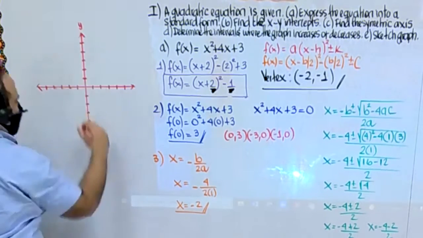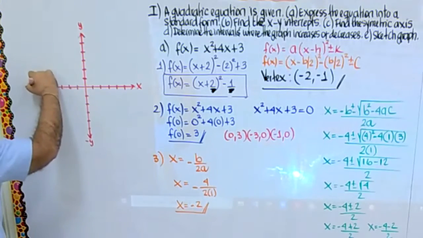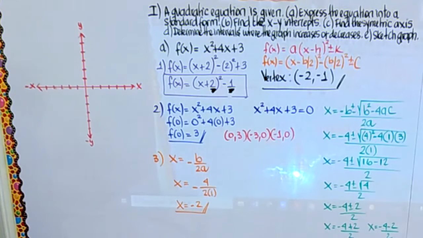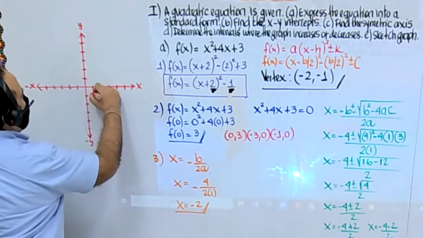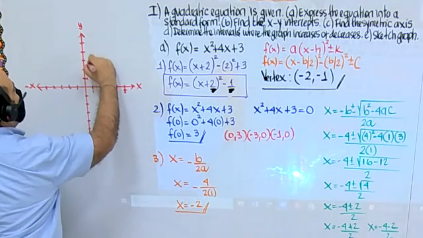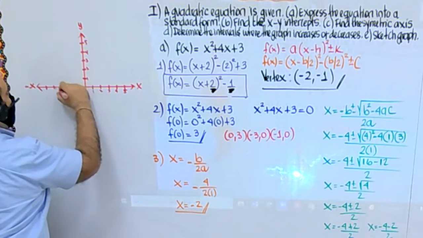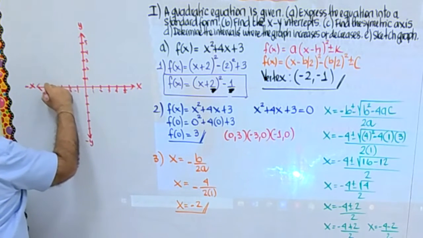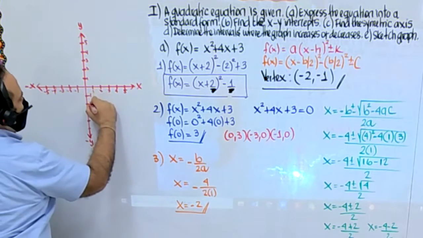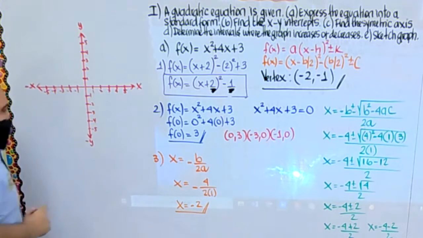You know, this is y, negative y, x, and negative x. Okay, and we got numbers 1, 2, 3, 4, 5 in each direction, and negative 1, negative 2, negative 3, negative 4, and negative 5.